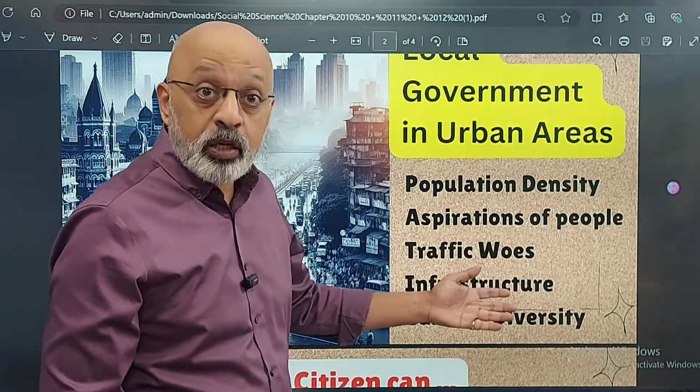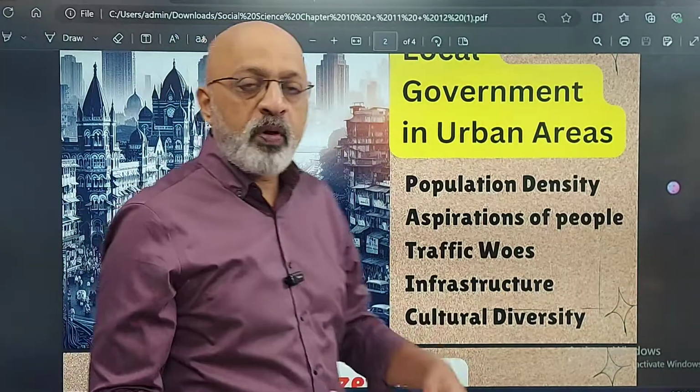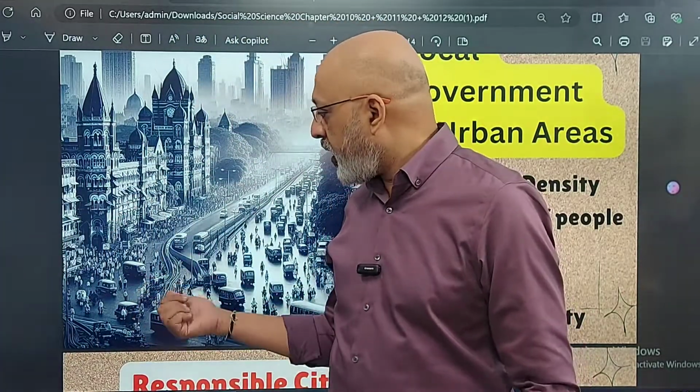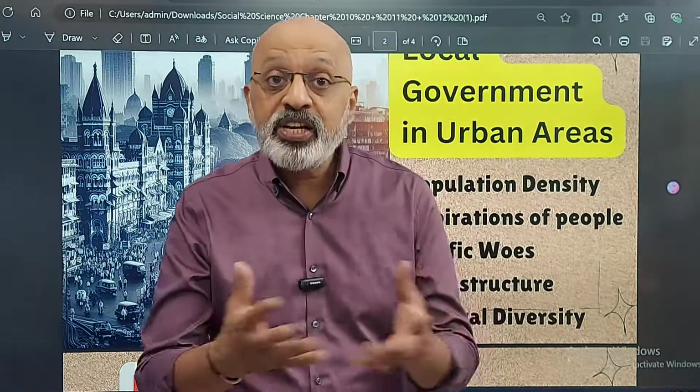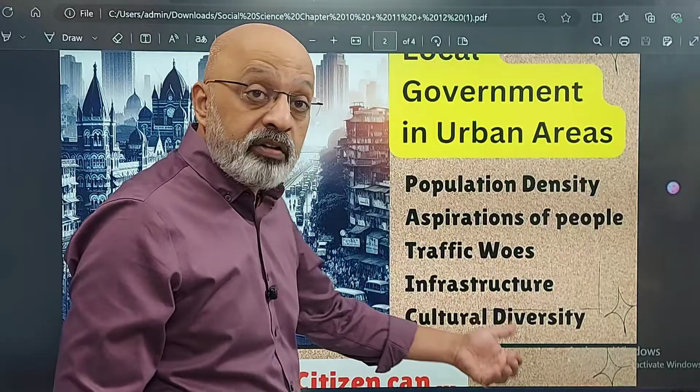Traffic woes, this is another problem for the administration. The more number of people, they will own a vehicle. It could be a car, a scooter, or any other means of communication. So there is traffic which has to be managed. Then there is infrastructure.